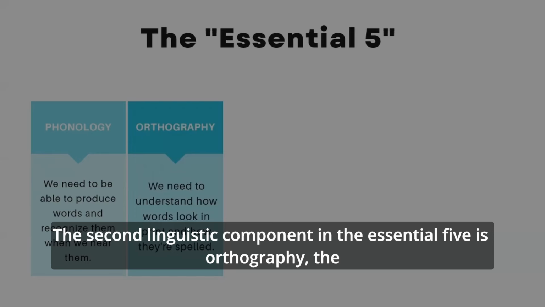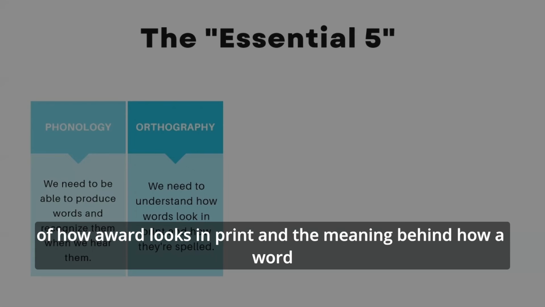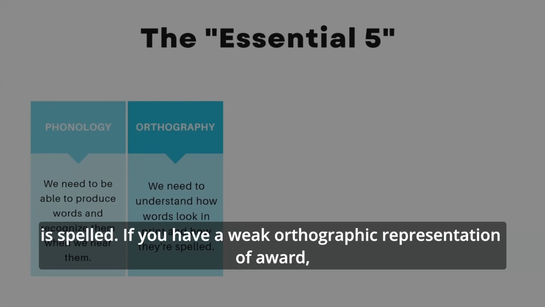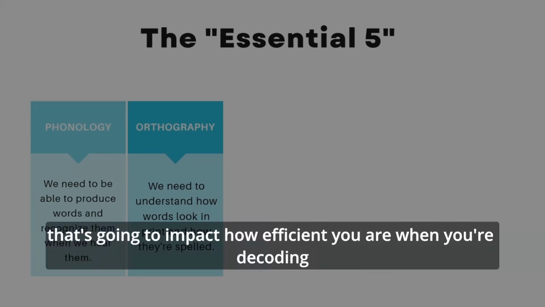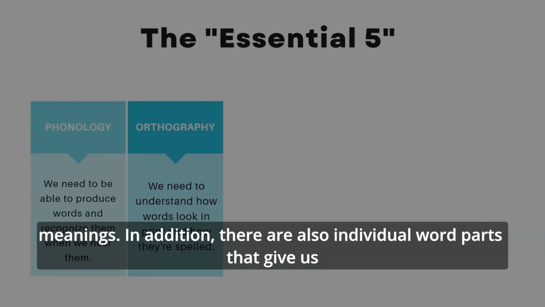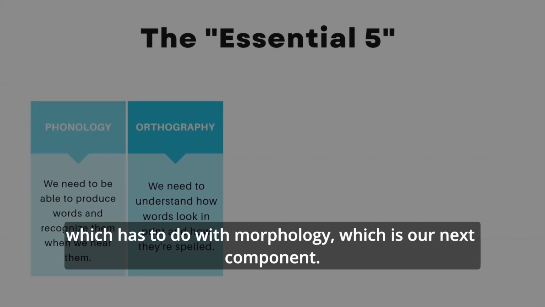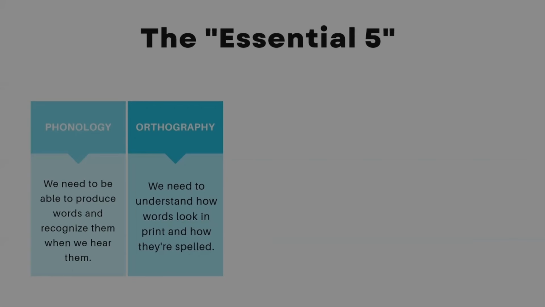The second linguistic component in the Essential Five is orthography, the study of a language's spelling system. Orthographic knowledge is the awareness of how a word looks in print and the meaning behind how a word is spelled. If you have a weak orthographic representation of a word, that's going to impact how efficient you are when you're decoding. The ways words are spelled can also give key information to their meanings. In addition, there are also individual word parts that give us clues about the overall meaning as well, like prefixes and suffixes, which has to do with morphology, which is our next component.